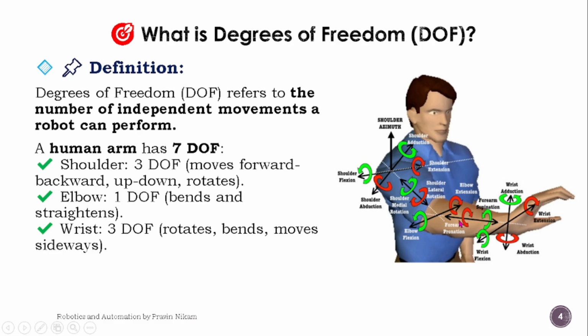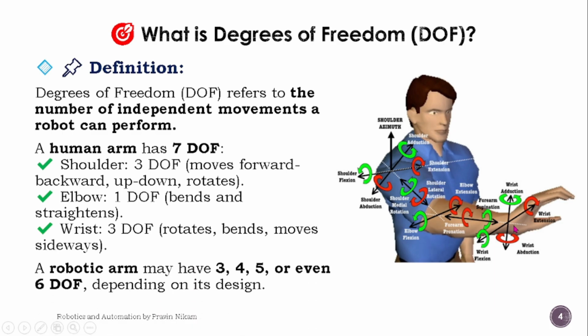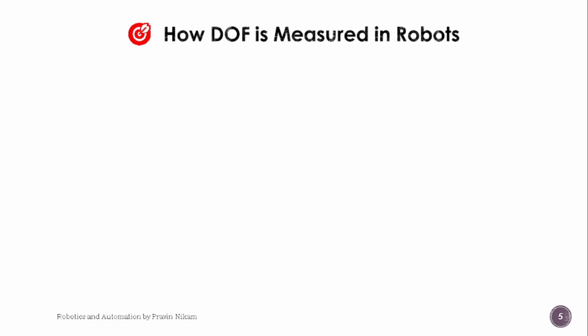It bends and straightens. Then this is the wrist. The wrist has again 3 degrees of freedom. It can rotate, it can bend, and it can move sideways. The robotic arm may have 3, 4, 5, or even 6 degrees of freedom depending on its design.